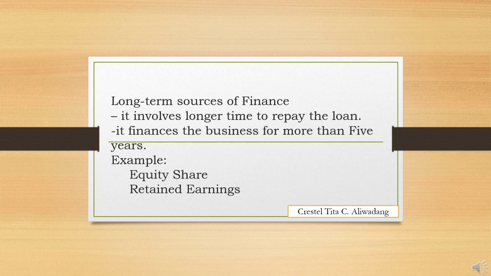So, let's move forward to the second type of duration, which is long-term sources. It refers to the financing for the business that involves longer time to repay the loan. It finances the business for more than 5 years. Long-term finance is less flexible than the other finances because the finance of the source cannot be changed as per requirement, and this type of source is less risky than the other sources because of its stable interest rate and less temporary recession. It is also known as the capital budgeting decisions.